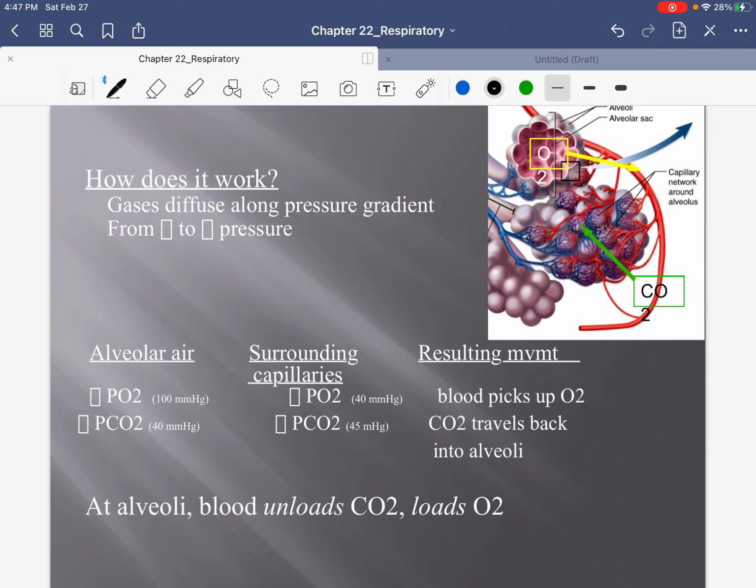Okay, here is just more information. This is the same picture I showed you before. We have external respiration, gas exchange between the alveoli and the surrounding bloodstream. I said that oxygen will move from the alveoli into the bloodstream. Carbon dioxide will move from the bloodstream back into the alveoli.